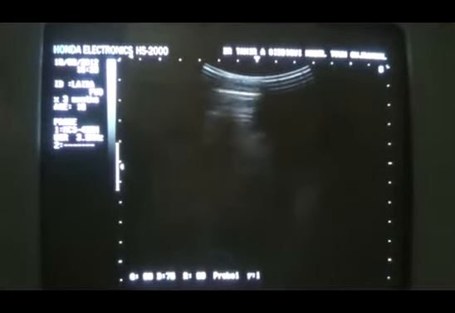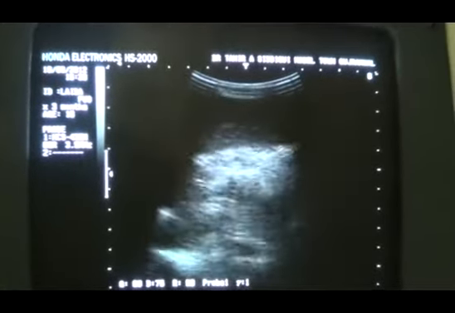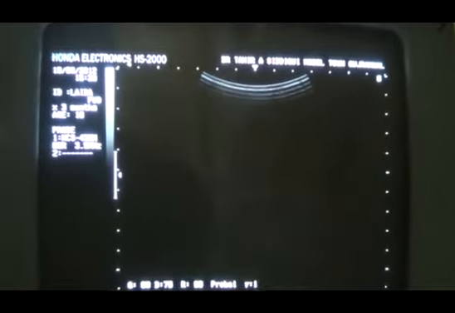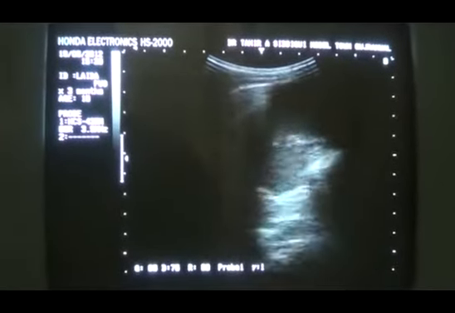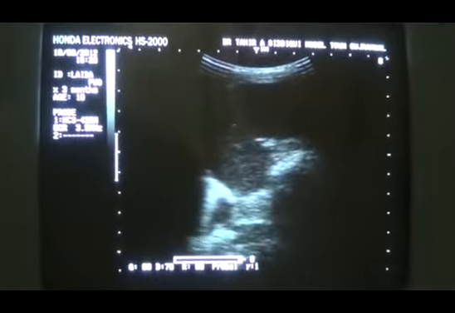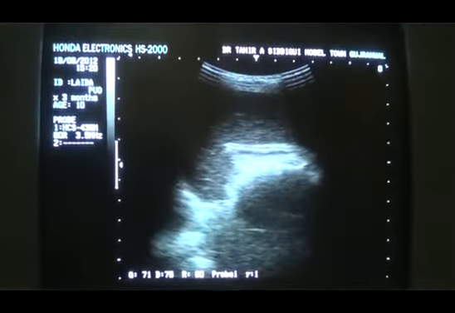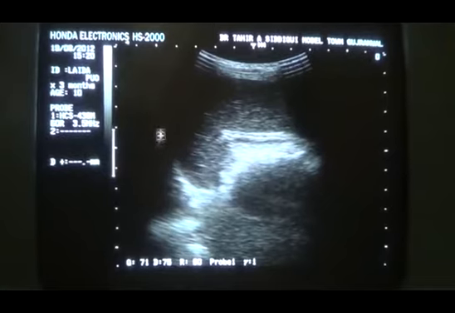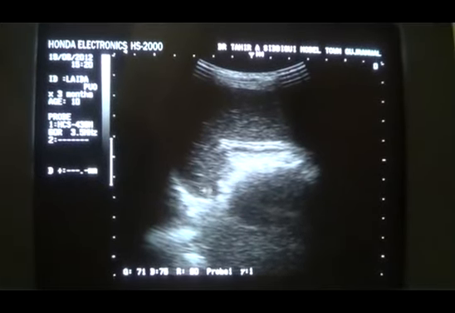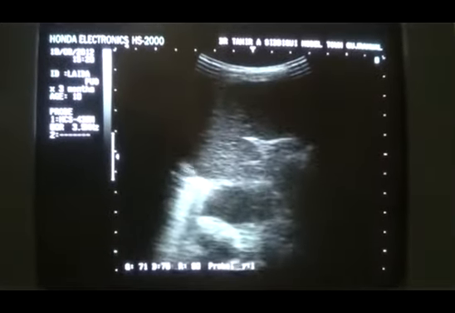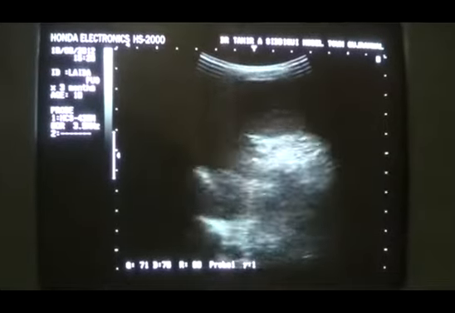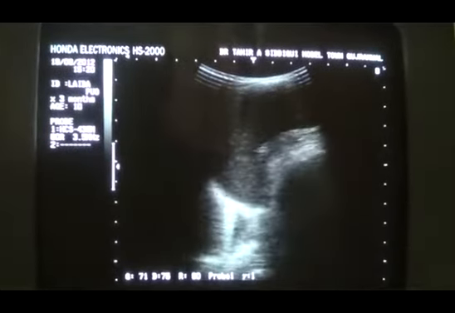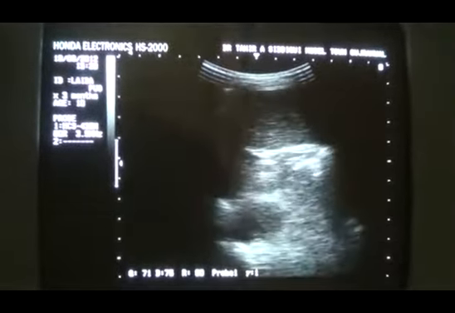Now, what is the splenic size? Is there any pleural effusion on the left side? This is the spleen. This is the left hemidiaphragm. There is no fluid above the diaphragm. So there is no pleural effusion.